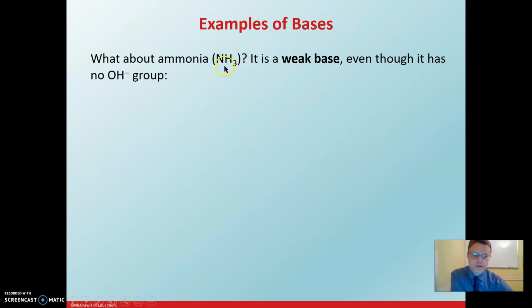Now, what about ammonia, NH3? This does not dissociate itself to make hydroxide, but it will react with water to make hydroxide. So it's a weak base even though it has no OH minus group. Let's look at that a little more closely. Ammonia will react with water in an acid-base reaction to make the ammonium cation and the hydroxide ion. So that's why it's a base, because we're making hydroxide in solution.